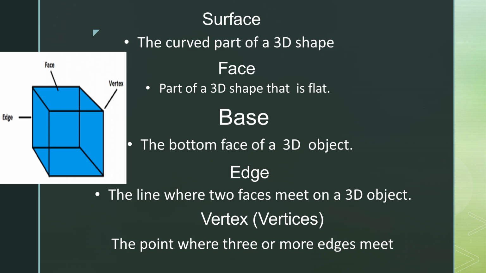So in summary, the surface is the curved part of a 3D shape. The face is the part of a 3D shape that is flat. The base is the bottom face of a 3D shape. The edge is a line where 2 faces meet on a 3D object. And the vertex is the point where 3 or more edges meet.